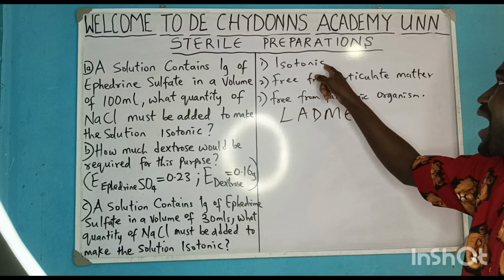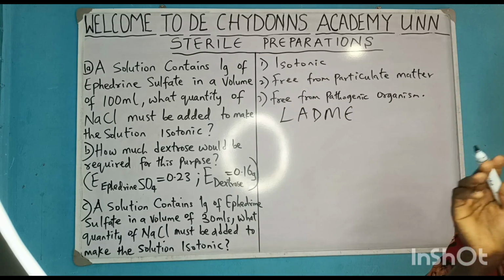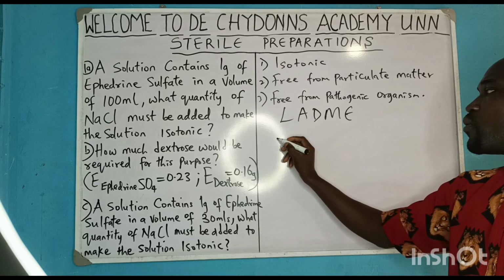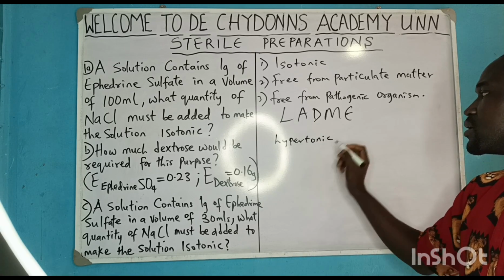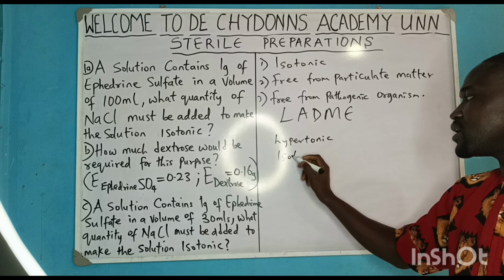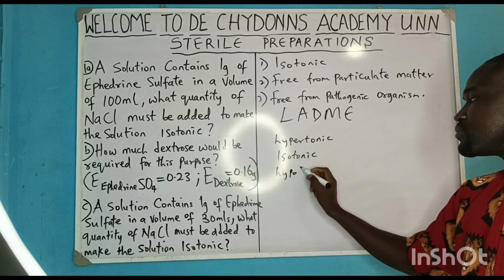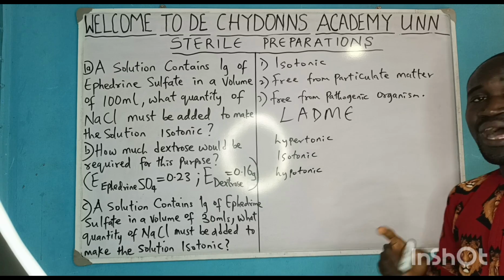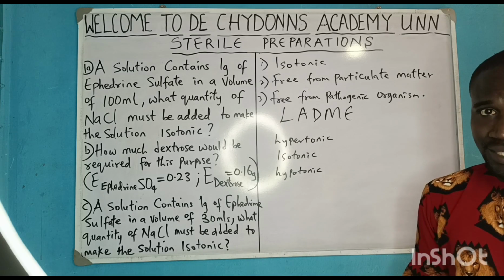For the first one, isotonic, we'll be discussing so many things here. There is what we call hypertonic, then isotonic, and hypotonic. From our knowledge of biology, we discussed these three things there.